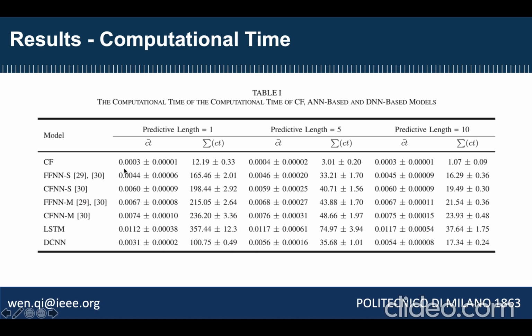Similarly, by comparing the computational time in 3 kinds of batch length selection, namely 1, 5, and 10 samples, the proposed DCNN model got the lowest average in the sum of the computational time than the other methods, which is shown in Table 1.